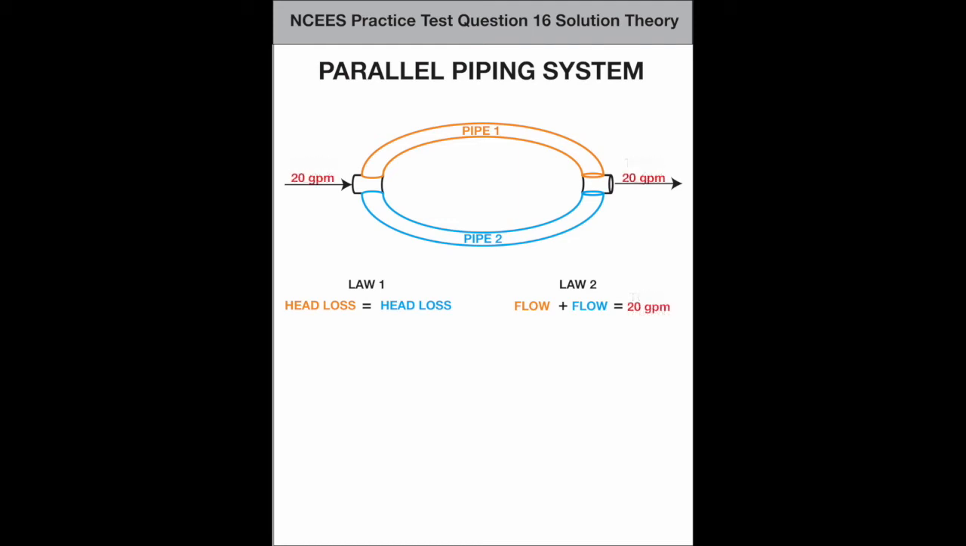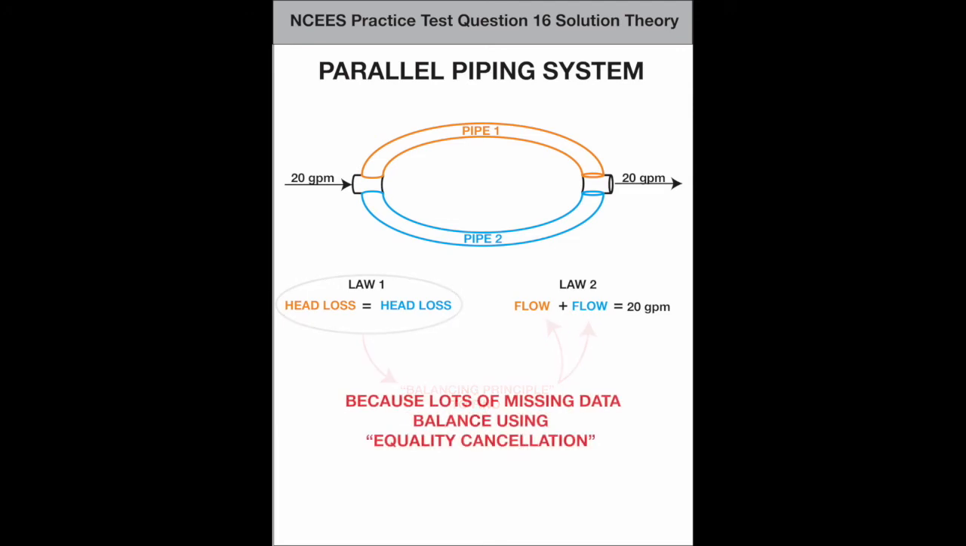The total 20 GPM system flow rate will be made up from the sum of two different flow rates. The solution is for one branch's flow rate. The two branches will have the same head loss. Use the matching head loss as a balancing principle to derive the different flow rates. Because there's lots of missing data, balance the two branches using a form of equality cancellation for what's missing. You don't outright determine the head, but you know it's the same for both branches.